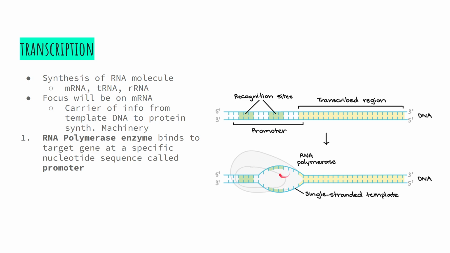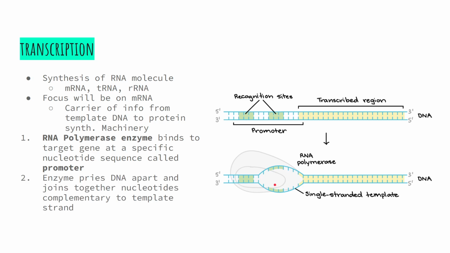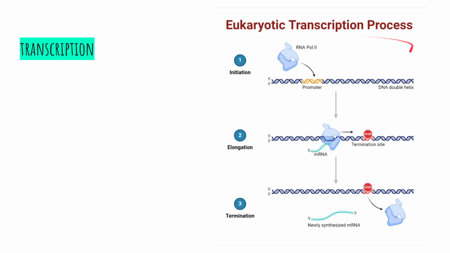This RNA polymerase unzips the DNA and begins to add the nucleotides. So we say it pries apart DNA and joins together the nucleotides complementary to the template strand. Here we have another image of this, and so we have our RNA polymerase. You do not need to worry about the different numbers of polymerases.